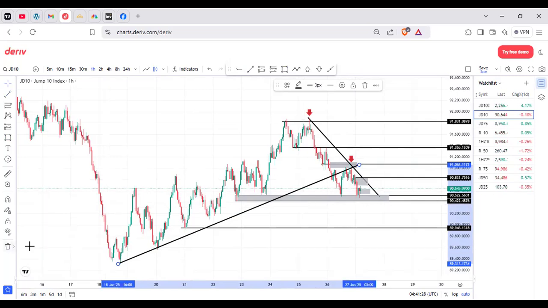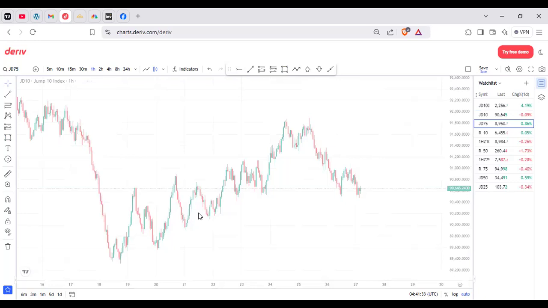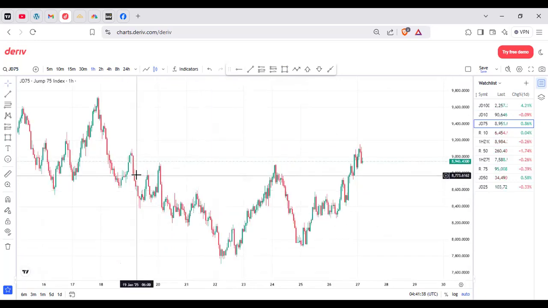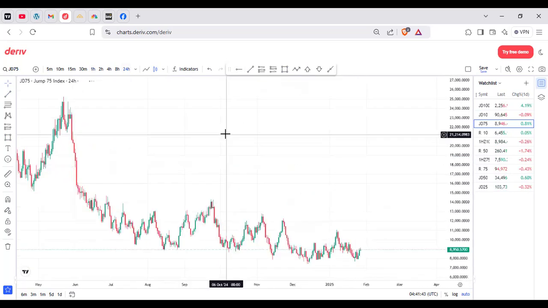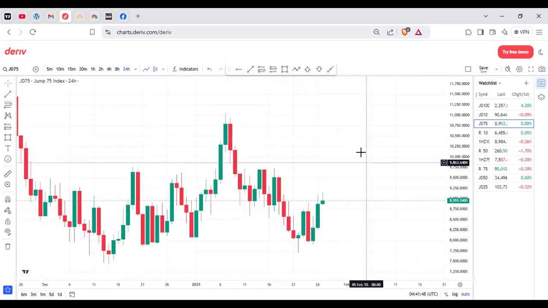Let's check this one again. Let's see what you get. Remember, when you analyze that way, higher time frame, let's go to daily and look at daily time frame. On daily time frame, this is what we have.